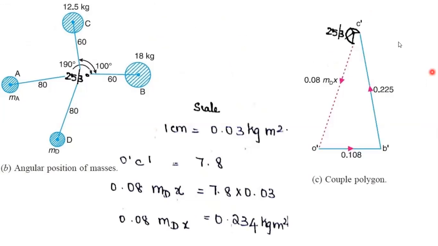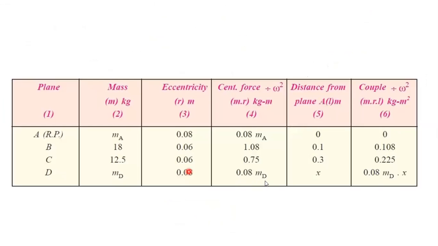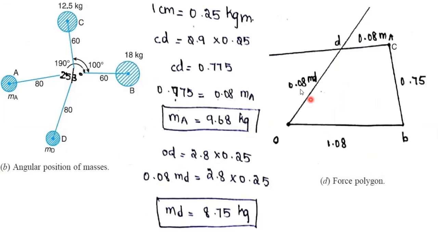So coming back to the tabular column, A is 0.08 MA. So write 0.08 MA and D is 0.08 MD. So in D you write 0.08 MD. Now measure C and D. If you measure C to D you'll be getting 2.9. Just multiply with the scaling factor 0.25, 2.9 into 0.25, and you'll be getting the CD value 0.775.